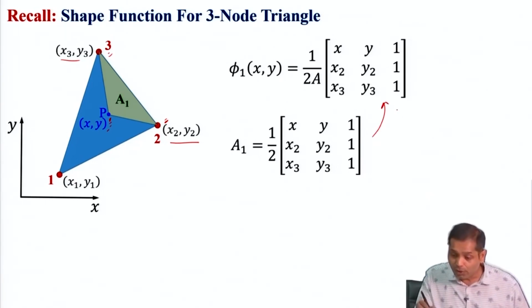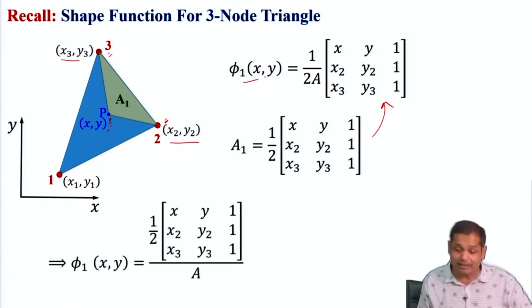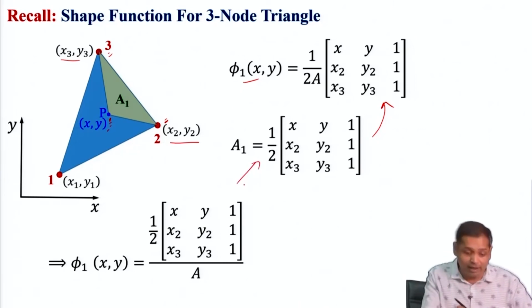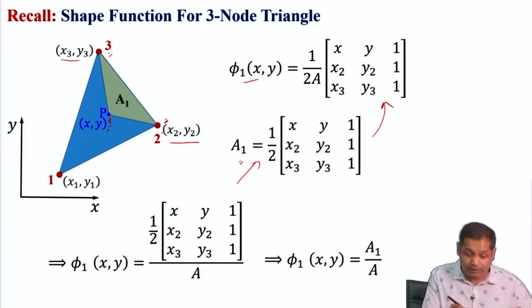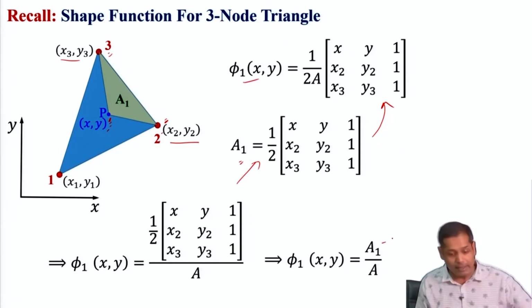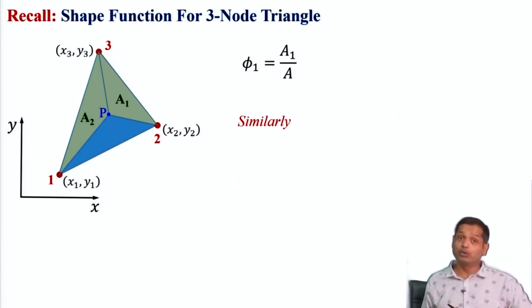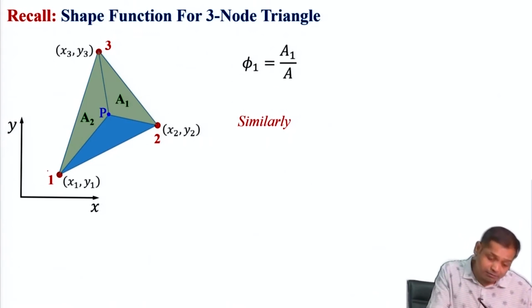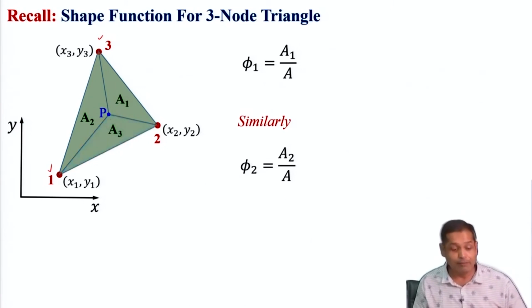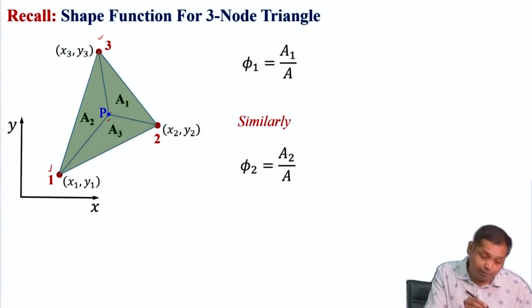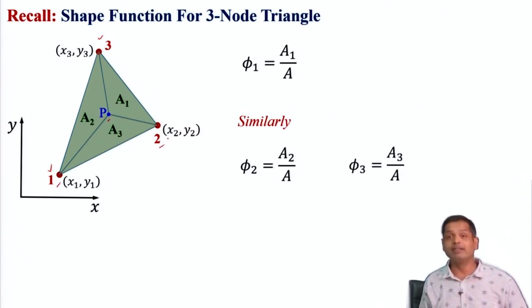Now, just compare these two. If we compare these two, then phi 1 can be written as this, and this is the area we have just now checked, area A1. So phi 1 can be written as A1 by A, where A is the area of the triangle, and A1 is the triangle obtained by the point P within the element and node number 2 and node number 3. Similarly, if we take an area A2, obtained by the point P and node number 1 and node number 3, we can show that phi 2 is equal to A2 by A. And if we take another area A3, again by point P and node number 1 and node number 2, we get phi 3 is equal to A3 by A.